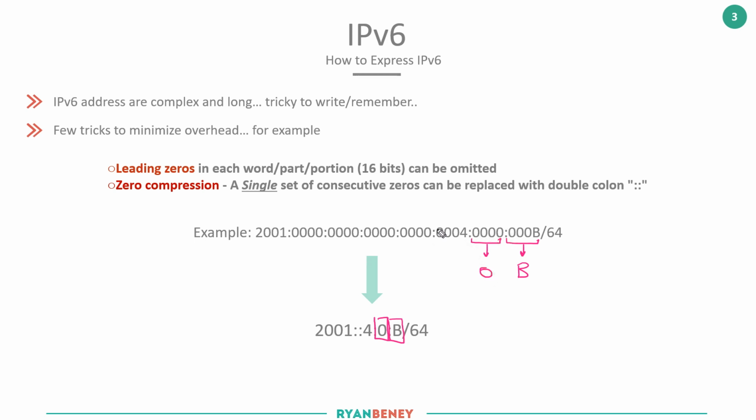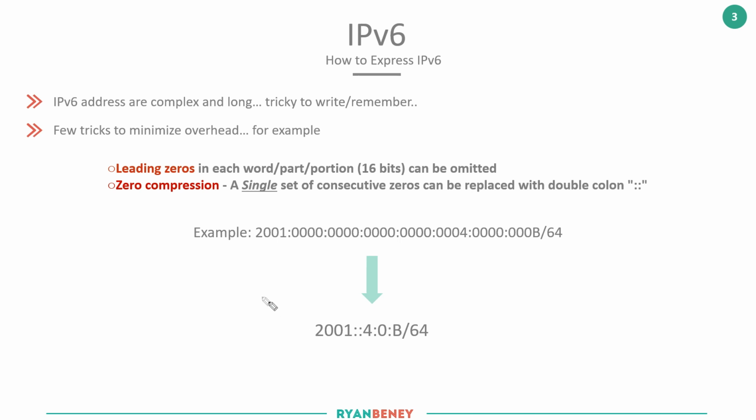Now notice here, the 4. Again, we can get rid of this and replace it with just a 4. And then the single set of consecutive zeros are all here, and they were replaced by this double colon. And then this here, because the zeros are not leading, we can't get rid of them. Because again, the application and protocols wouldn't know where to insert them back in. So that had to remain the way it is. But look how much smaller we were able to condense that long 128-bit IPv6 address down into something much, much smaller.